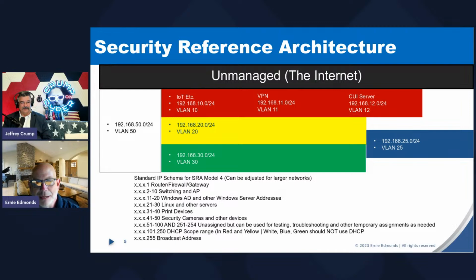So let's talk about where things go. The red zone, we have the IoT, things like the Chromecast, the Roku, Fire TV, Xbox, PlayStation, whatever.